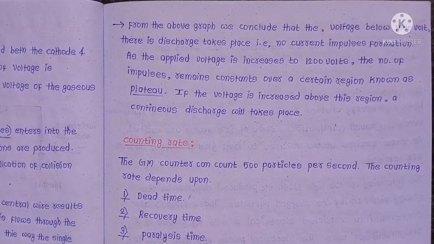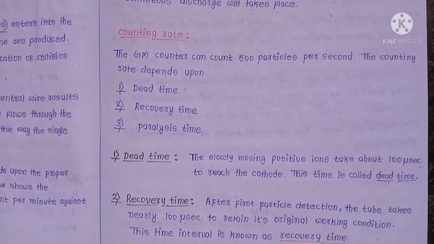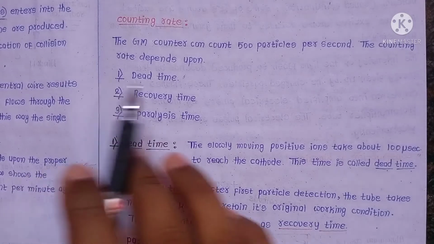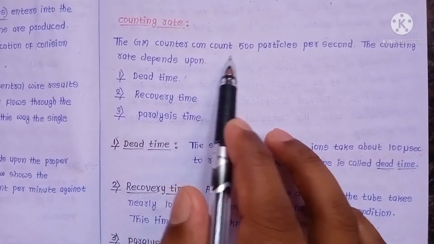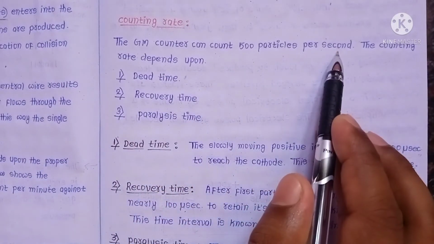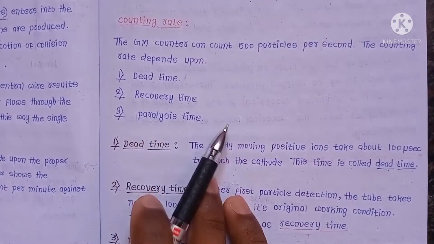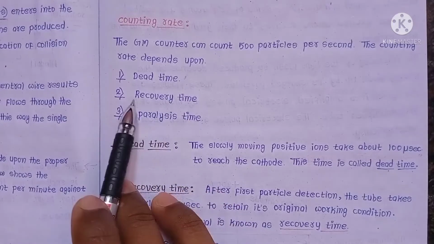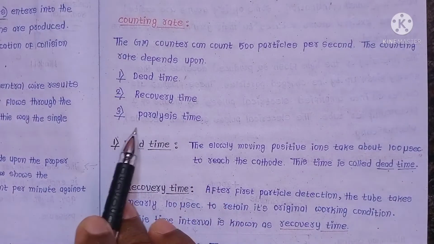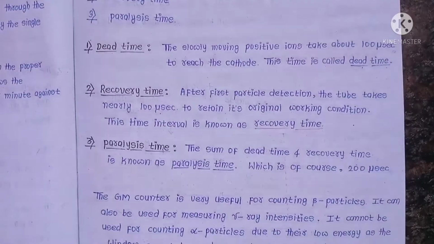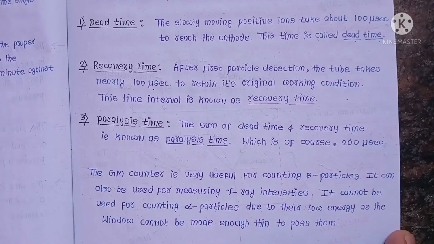Now the next topic is the counting ability or counting rate of the Geiger-Muller counter, or GM counter. The GM counter can count 500 particles per second, and the counting rate always depends upon three factors: one is the dead time, another is the recovery time, and the third is the paralysis time. One by one we can discuss what is meant by dead time, recovery time, and paralysis time.